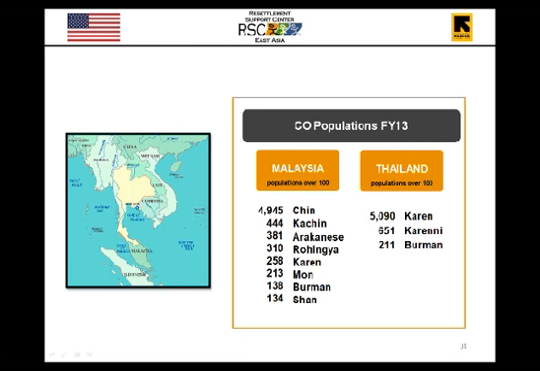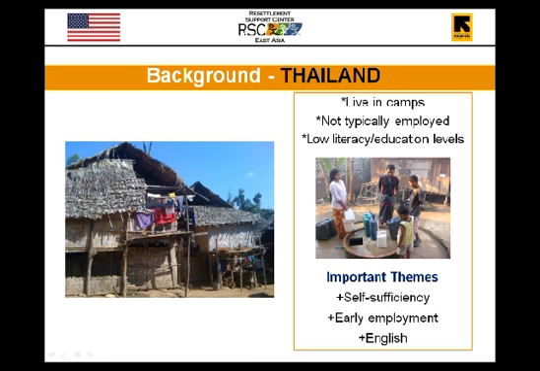This gives you a little bit clearer picture of our population. I've listed populations from Malaysia and Thailand, only those populations that are over 100 people. So although we have refugees from everywhere, the majority of our refugees are coming from Burma, either across the border into Thailand or down in. You can see the key populations for Malaysia and for Thailand. So predominantly Chin, Malaysia, predominantly Karen for Thailand.